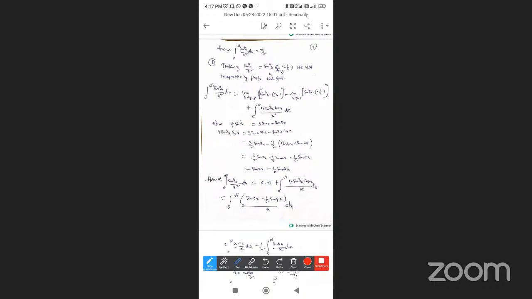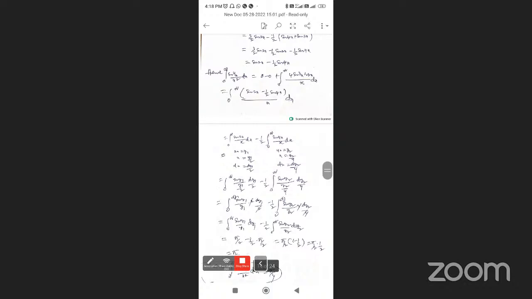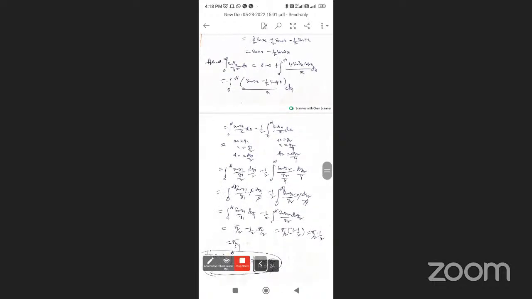The integral from 0 to infinity of sin to the power of 4 x square dx is equal to 0 minus 0 plus the integral from 0 to infinity of 4 sin cube x cos x by x dx. What is the numerator value? Sin 2x minus 1 by 2 into sin 4x, by x dx. Separately, sin 2x by x dx minus 1 by 2 into sin 4x by x.